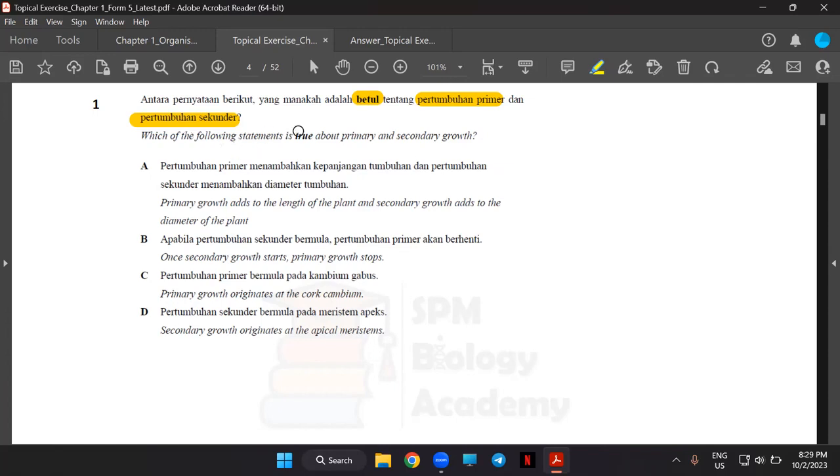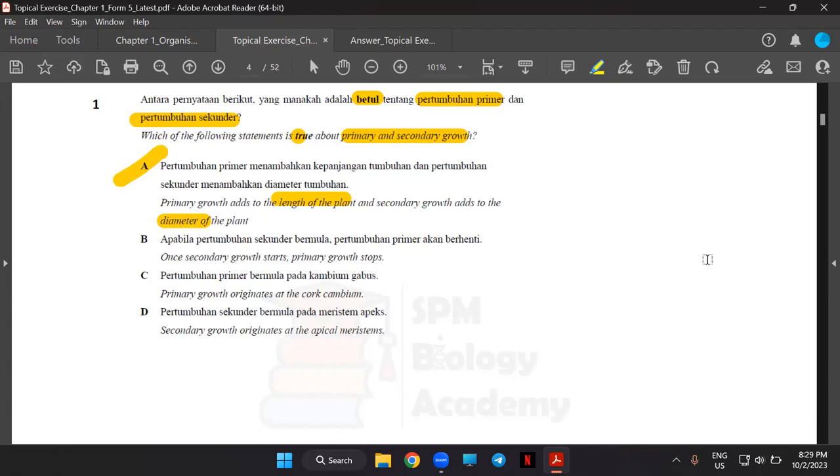Which of the following statements is true about primary and secondary growth? Yang mana benar pasal primary and secondary growth? Pertumbuhan primer menambahkan kepanjangan, dan pertumbuhan sekunder menambahkan diameter tumbuhan. Yes, right. Primary growth adds to the length of the plant and secondary growth adds to the diameter of the plant. Betul. So jawapannya A lah.